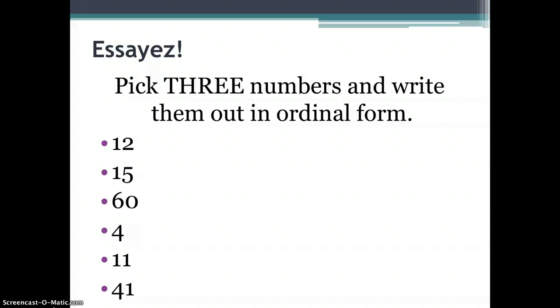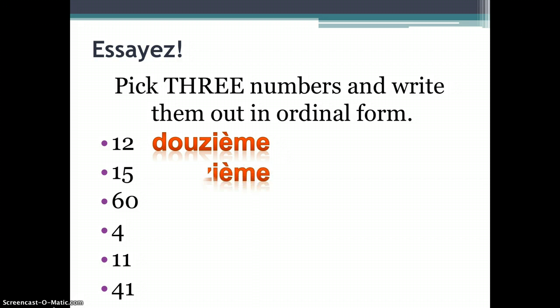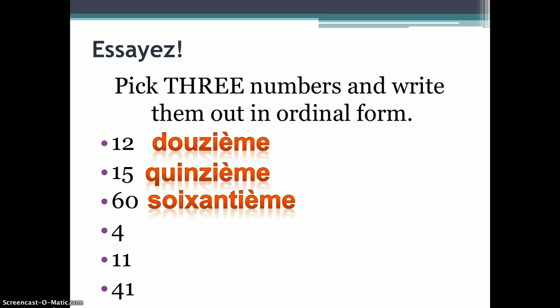Okay. Here are your answers. 12th becomes douzième. And notice we had to take the E off. 15th, quinzième. Again, we took the E off. 60th is soixantième. Again, we took the E off. 4, I can't believe I gave you that because that was one of the examples. Quatrième.